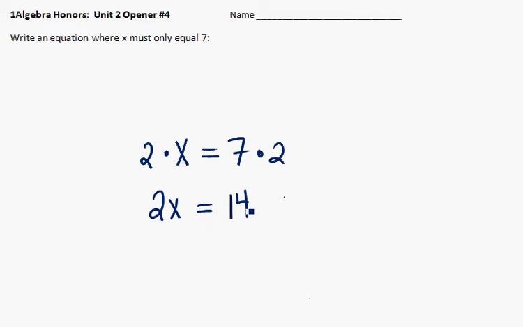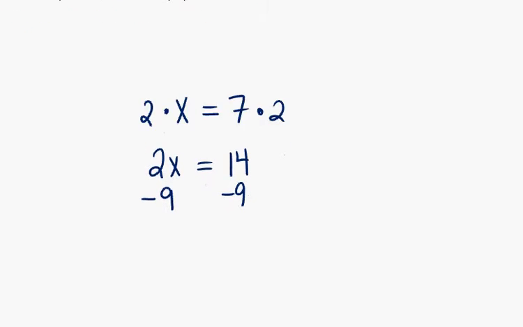Well, there are a variety of other operations that I could do as well. Like let's say that I wanted to subtract something on the left-hand side of my equation. Let's subtract 9. Well, whatever I do to the left-hand side of my equation, I also have to do to the right-hand side of my equation as well. So now all of a sudden, I went from 2x equals 14 to 2x minus 9 equals 5. Still, if you were to go through the steps of solving this, you would see that x only equals 7.